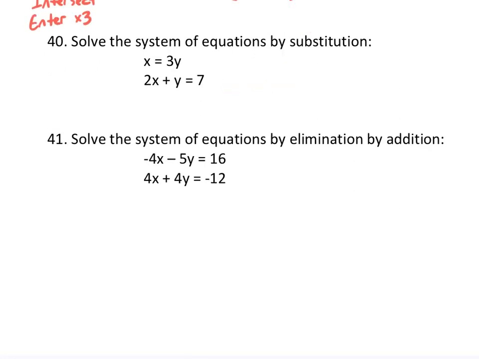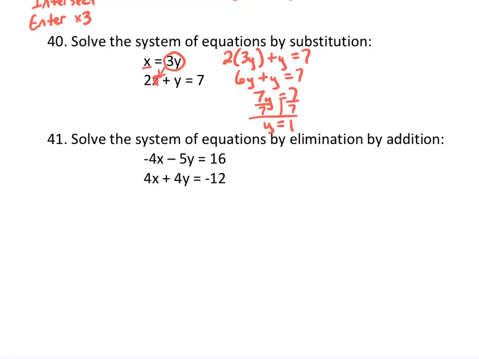Number 40, since we have an x all by itself right there, that's our signal to use substitution. So since that x is by itself, we scribble out his twin, but we have to put in something of equal value. So I need to put in a 3y right there. So I have 2, but instead of times x, it's times 3y, plus y equals 7. 2 times 3y is 6y. 6y plus 1y is 7y. And if I do an upside down t, the opposite of multiplying by 7 is dividing by 7, and we get y to equal 1. So we know in our answer, the y value is 1.